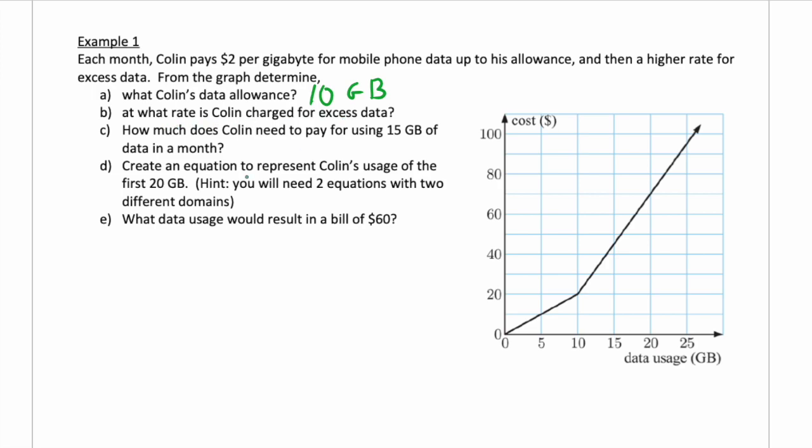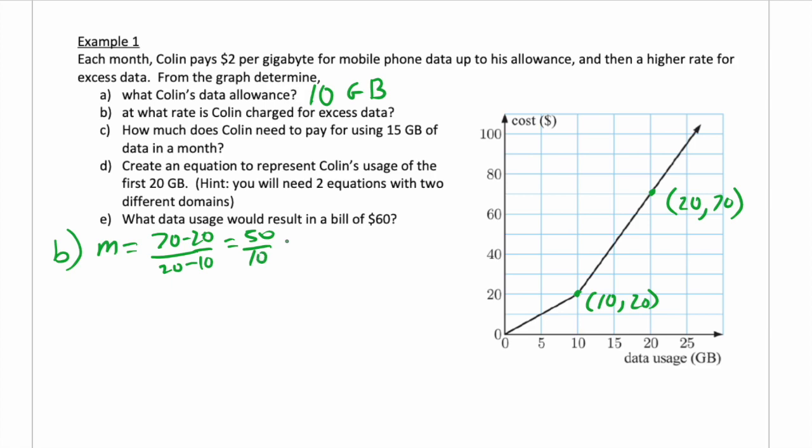Okay, at what rate is he charged for the excess data? Well, that's the slope of the second part. To get the slope, we're going to use the slope formula, but we need a couple of points. It looks like clearly (20, 70) is a point, so we can get the slope from that. 70 minus 20 over 20 minus 10, which equals 50 over 10, or $5 per gigabyte. Okay, that's the rate he's charged after his data allowance is up.